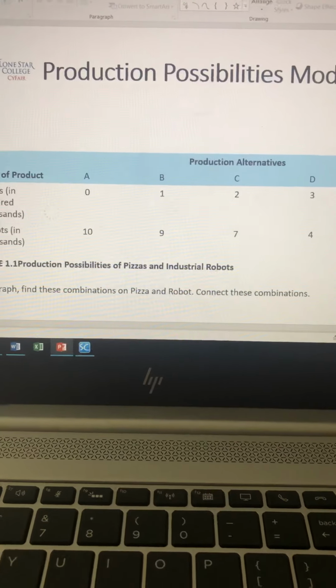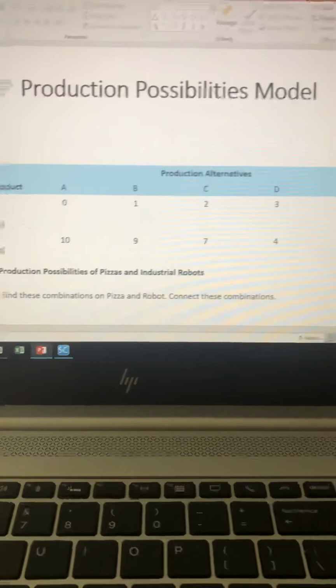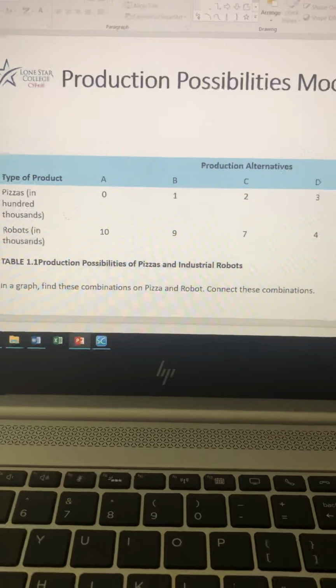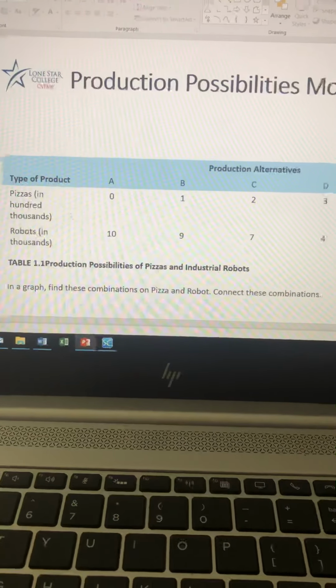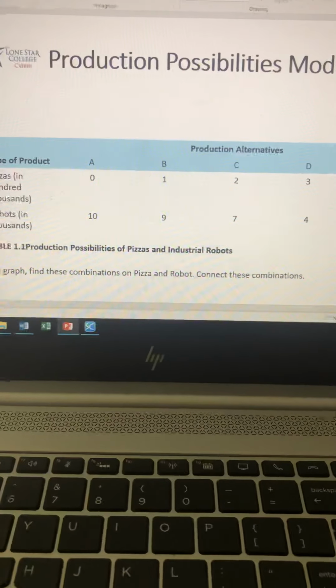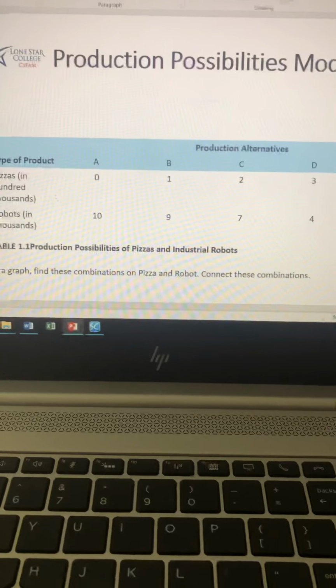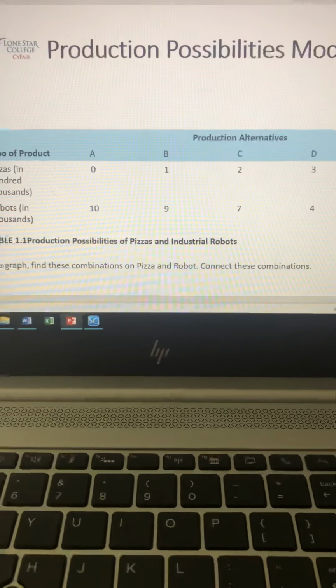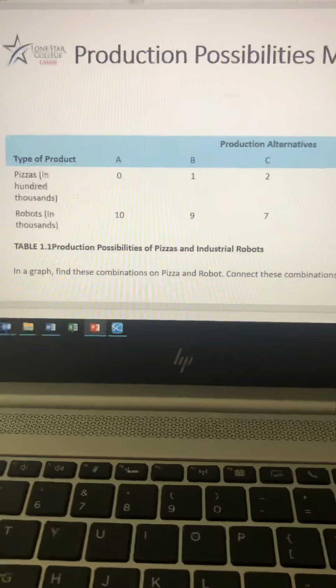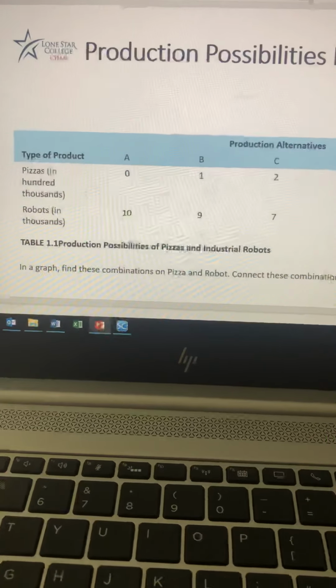Hello everybody. In this video I'm going to show you how you can draw your production possibilities frontier (PPF) or production possibilities curve (PPC), and then briefly talk about calculating opportunity cost here. There is no magic formula for opportunity cost. We're just going to use the definition we had for opportunity cost.